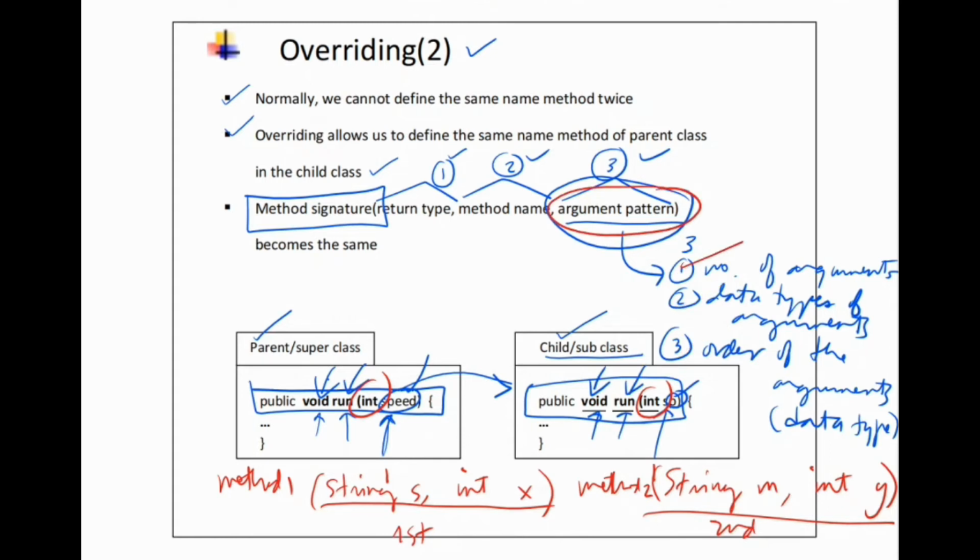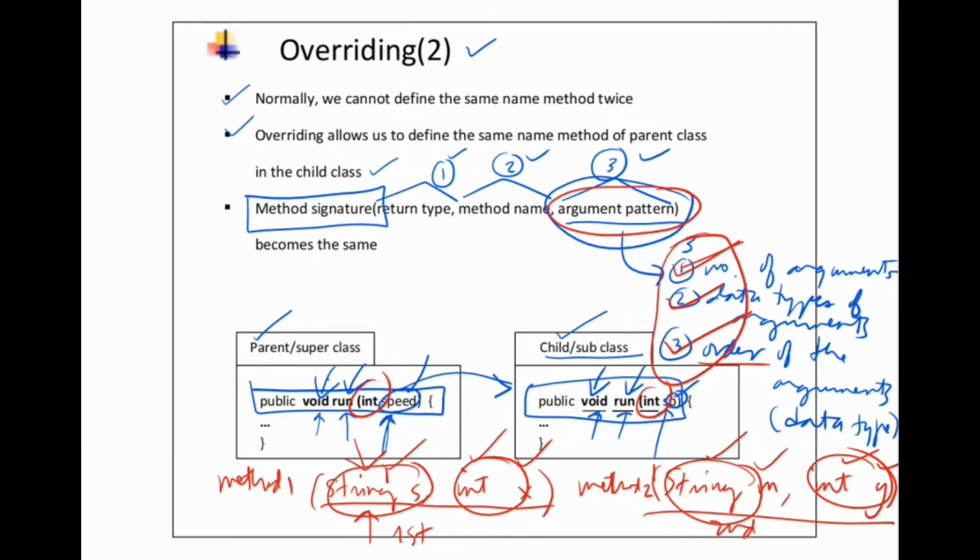Let's check the number of arguments. There are 2. 1, 2. This is also 1, 2. The data types of the arguments. First parameter, we have string. We have also string here. Integer, yes, we have integer also here. The order, first parameter or argument is string. The first parameter is string type. The second parameter is integer type. The second parameter is integer type. Therefore, they are the same because it's the same for all three considerations.